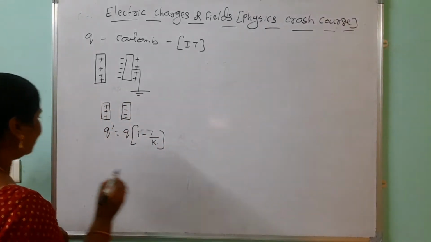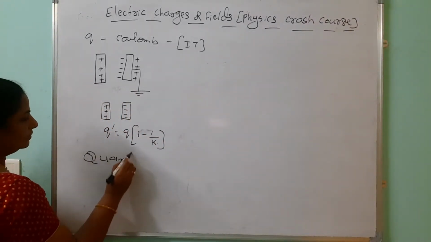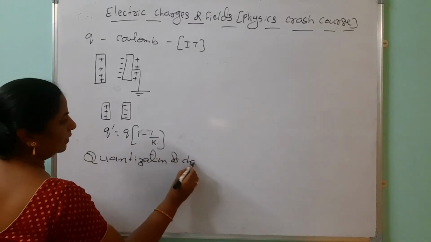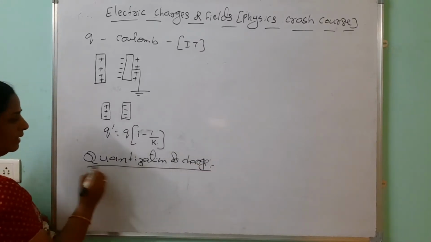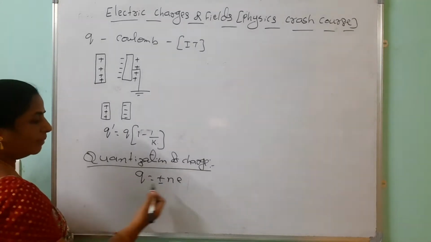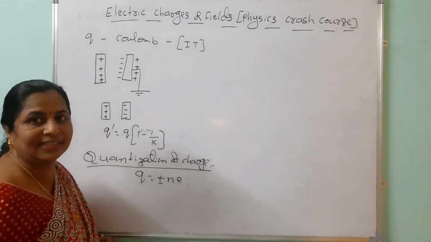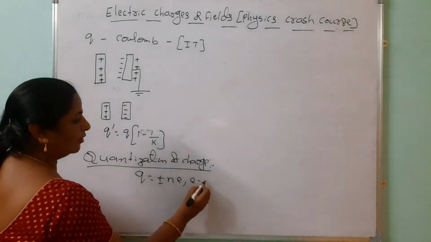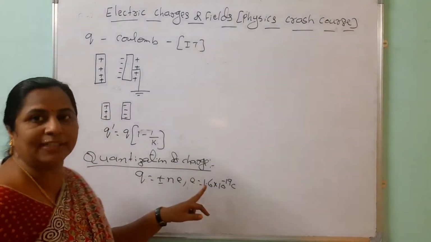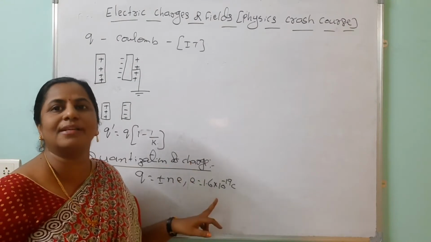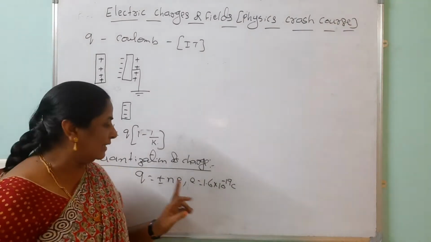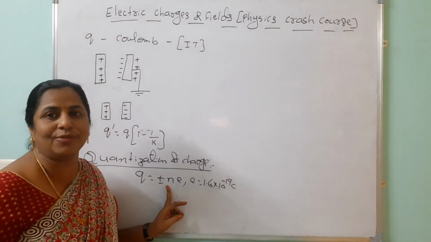Look here, what is the quantization of charge? The formula is Q equals plus or minus N e. N is an integer, the number of electrons, N equals 1, 2, 3 like that, and e is the charge of the electron. You know that it is 1.6 into 10 to the power of minus 19 coulombs. You should remember that. No one will give it in the exam. You should remember the charge of the electron: 1.6 into 10 to the power of minus 19 coulombs. The formula to find the charge is called the quantization of charge.